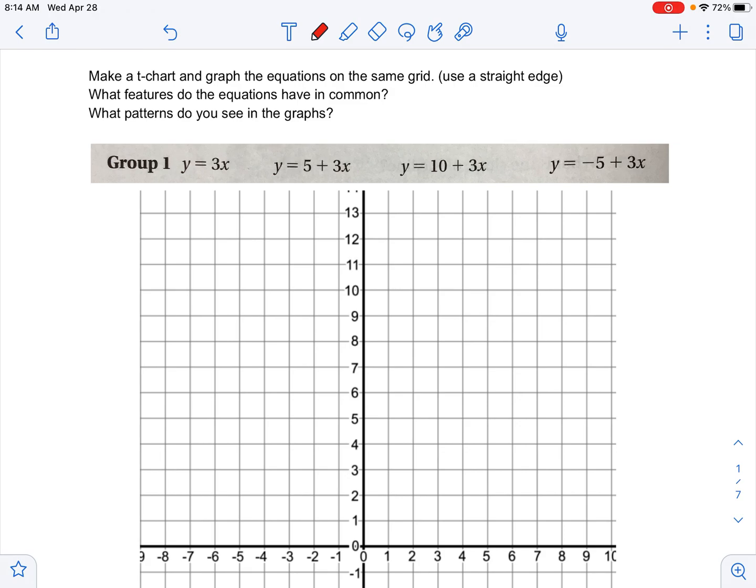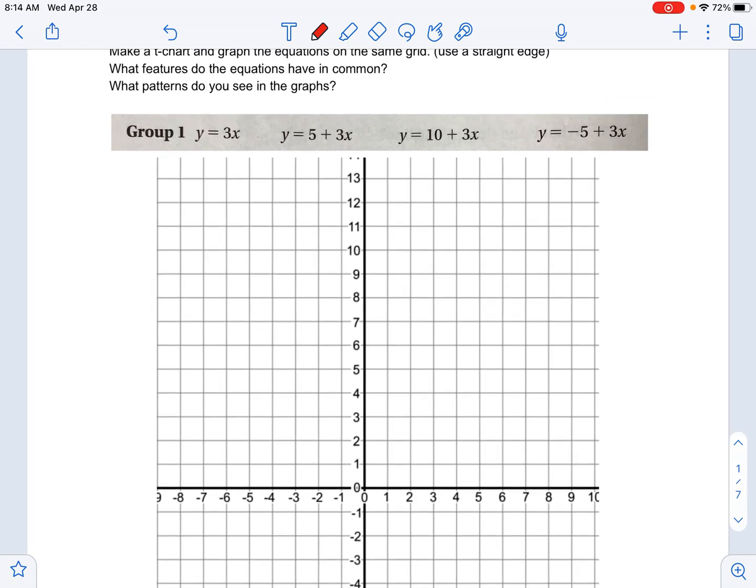A couple things I'm going to do is make what I call a T-chart. It's called a T-chart because it looks like a T. So there's my letter T, and it's my way of graphing a table. It's making a table for each equation. So I'm going to go ahead and start this first one.